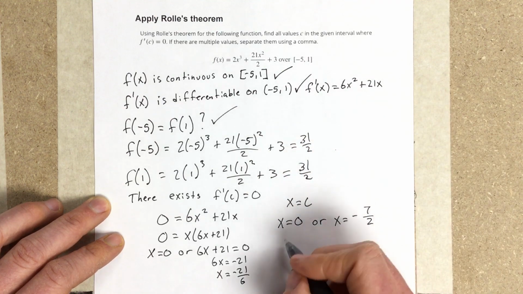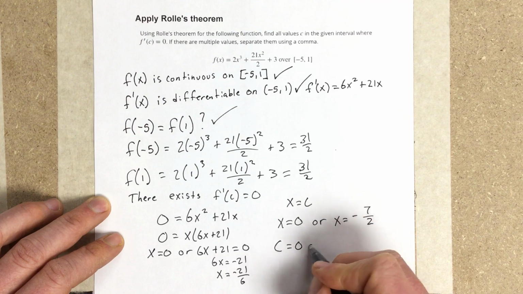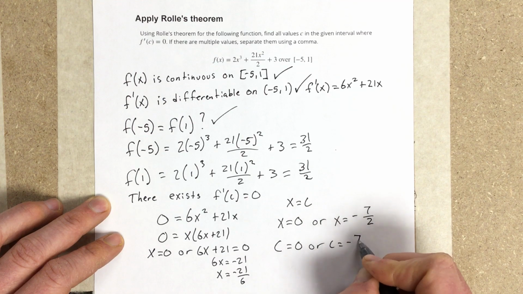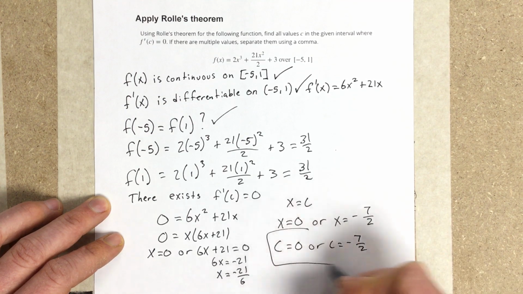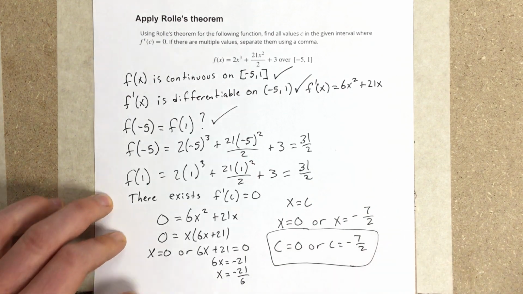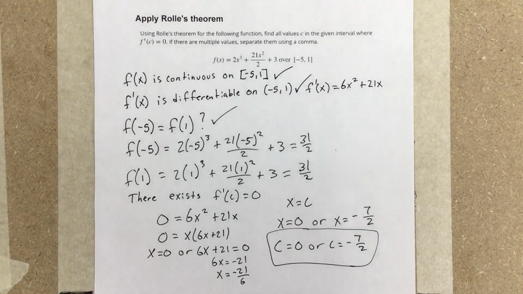So both of these are c values. We can say c equals 0, or c is equal to -7 over 2. So those are our two spots where we're going to have a slope of 0.